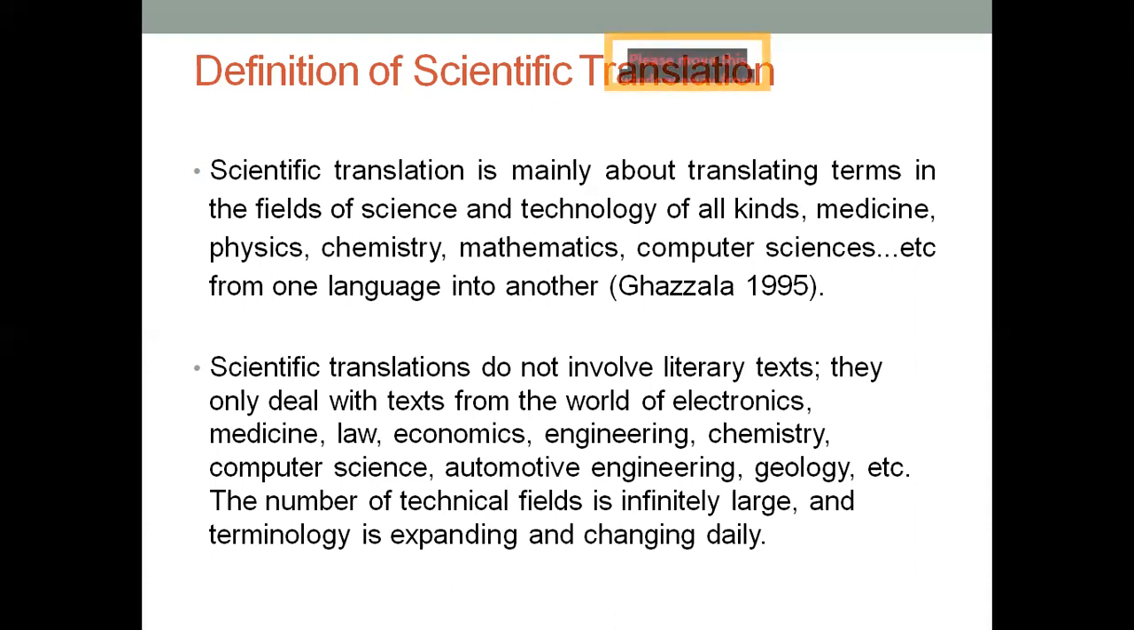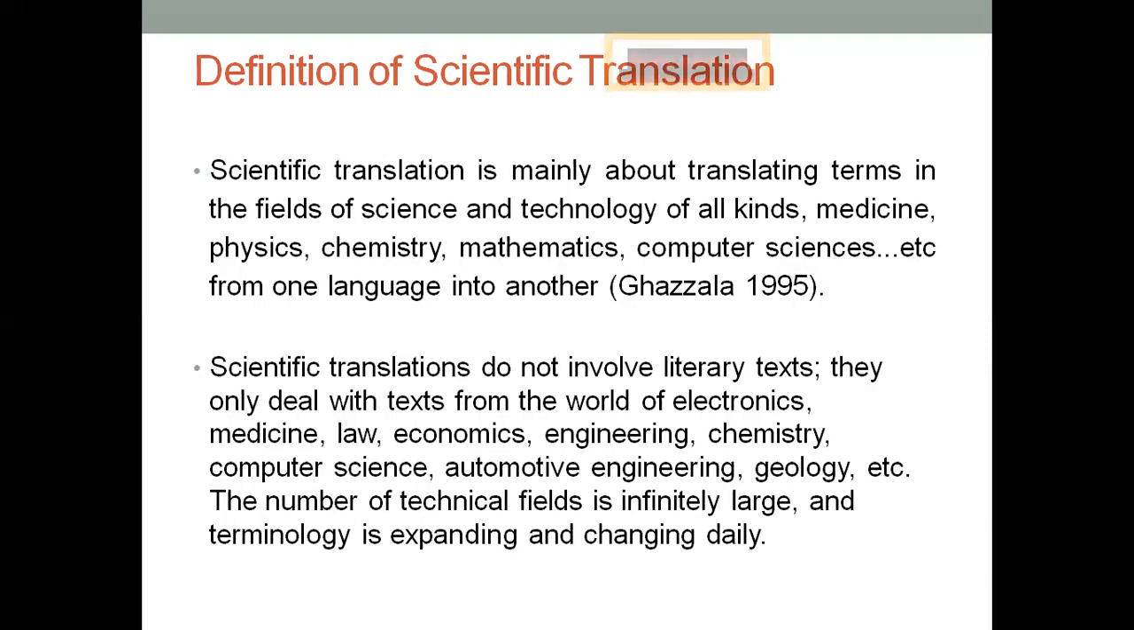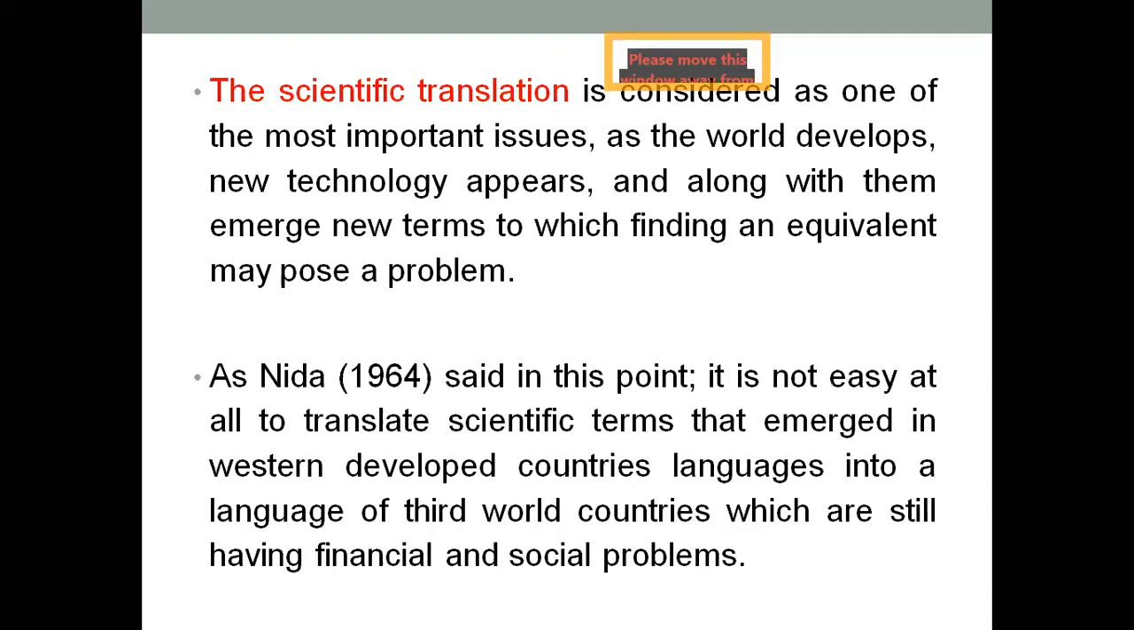For example, if the text is a physical text, it deals with the explanation of natural phenomena. So it is a logical explanation. It is reasonable. It highlights the main causes and the main effects of a natural phenomenon, unlike literary texts, which deal with emotions and figurative language.